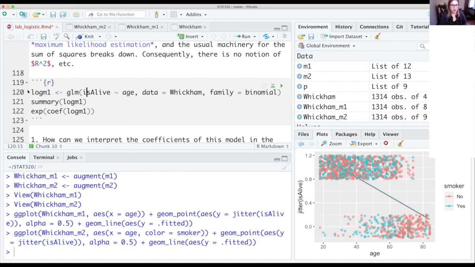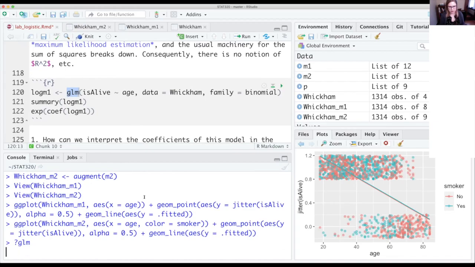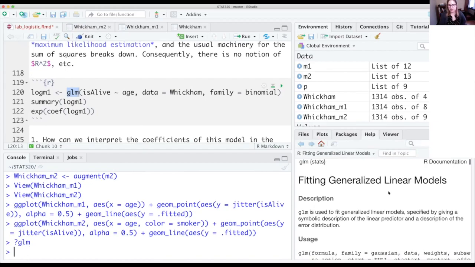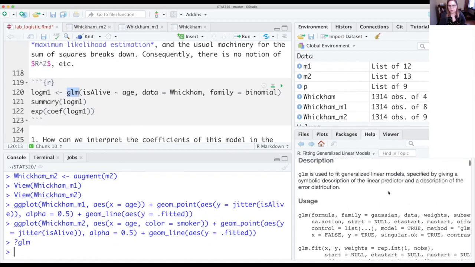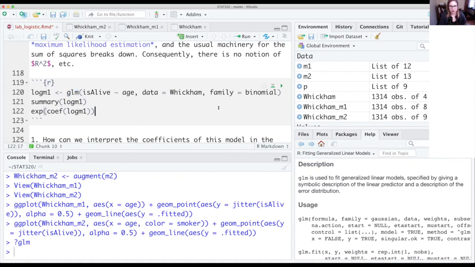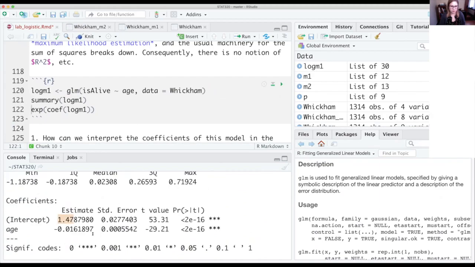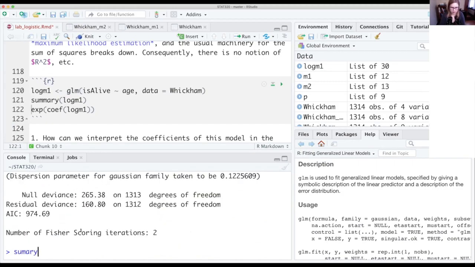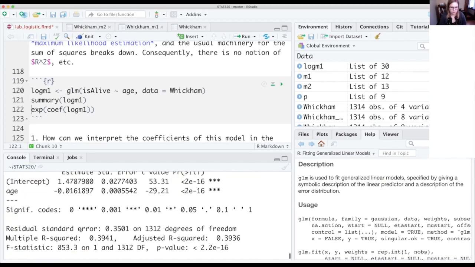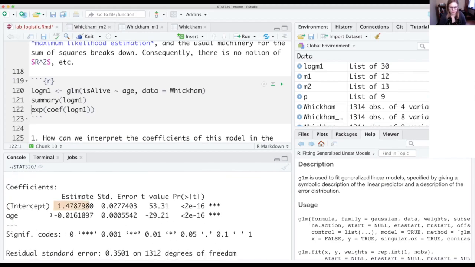So to fit a logistic regression model, you use the GLM command. GLM stands for generalized linear models, and it can fit a bunch of different variations on linear models. So if I don't put family equal binomial at the end here, it's going to fit a linear regression by default. If I run this and look at this summary, those coefficients, 1.48 and negative 0.016, are going to be the same as from my linear regression before.